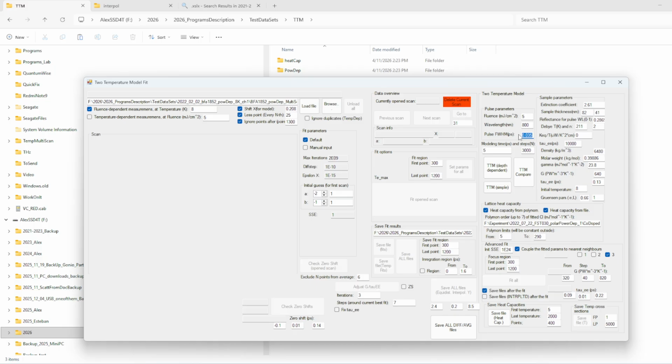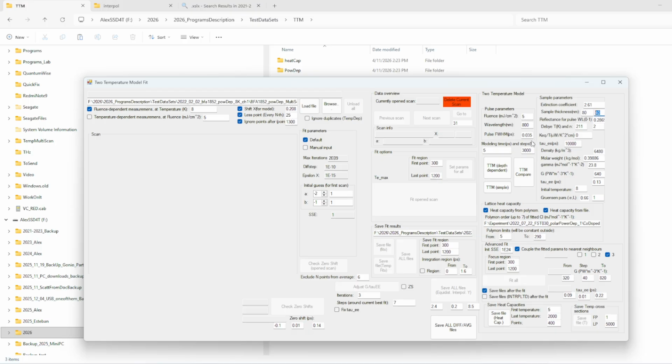Then you include sample parameters. You include extinction coefficient, which is the imaginary part of the optical constant K. Then you have sample thickness, the thickness of your sample here. In our case, for example, it will be 80, and for the second number, you should not change.